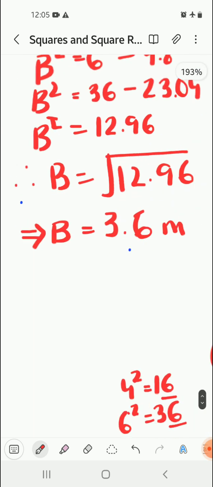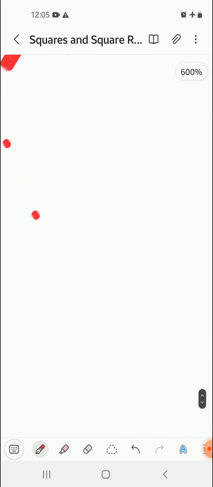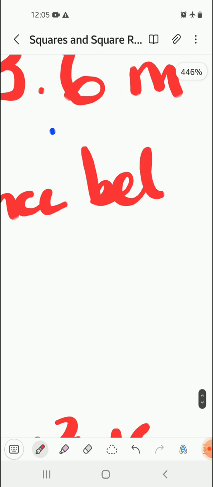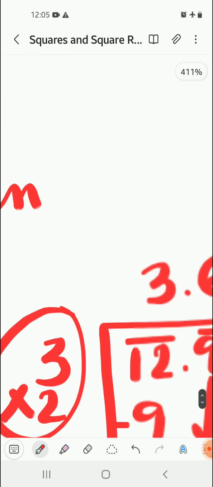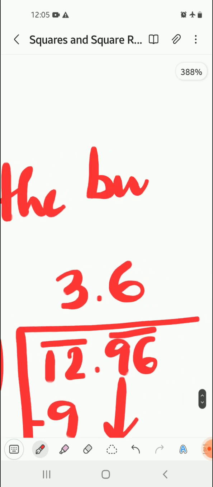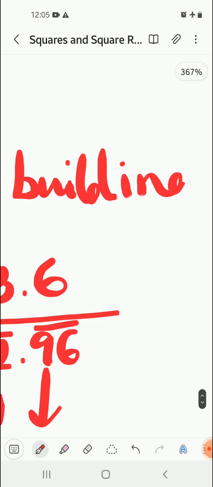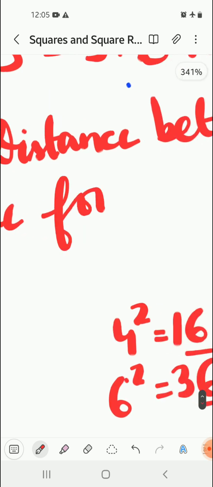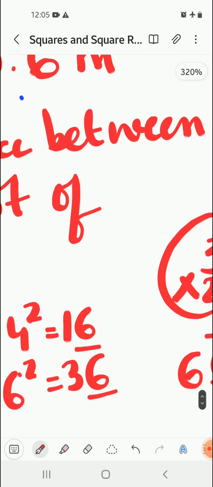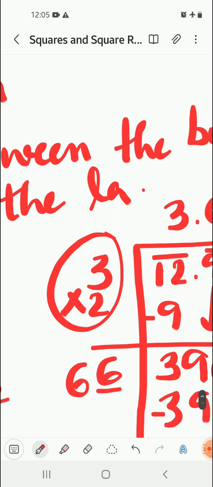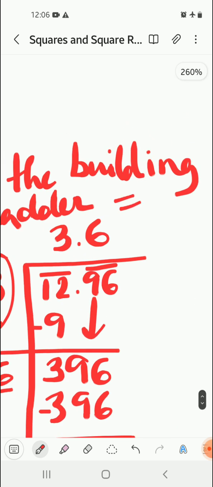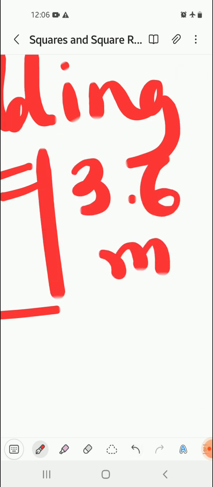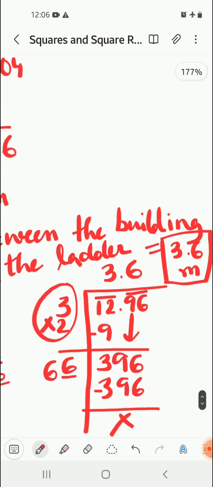And the concluding statement we are going to write: therefore, the distance between the building and the foot of the ladder is equal to 3.6 meter. So this is what will be our answer.